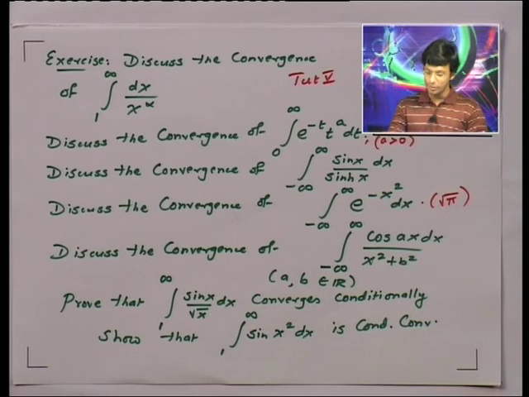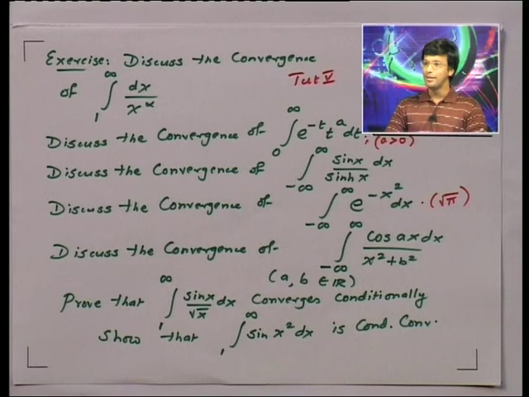Discuss the convergence of integral minus infinity to infinity cos ax dx upon x squared plus b squared. That is the next one. Then the last problem in this page, which means that there is another page at least. Prove that integral 1 to infinity sin x upon root x converges conditionally.